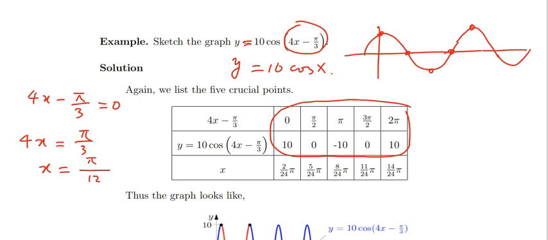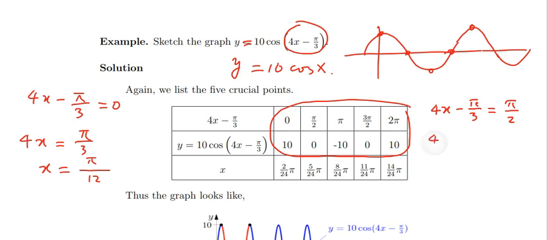Okay, so we're saying 4x minus pi over 3 equals 0 gives x equal pi over 12. And then we need to solve for the next point. So let's say 4x minus pi over 3 equals pi over 2. When this equals pi over 2, what is x? So just solve for this equation.